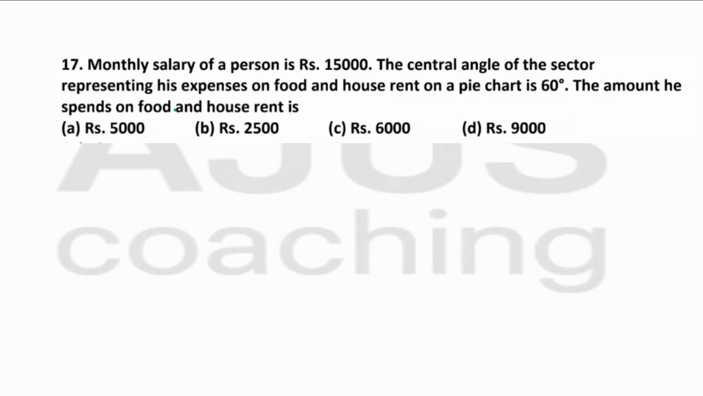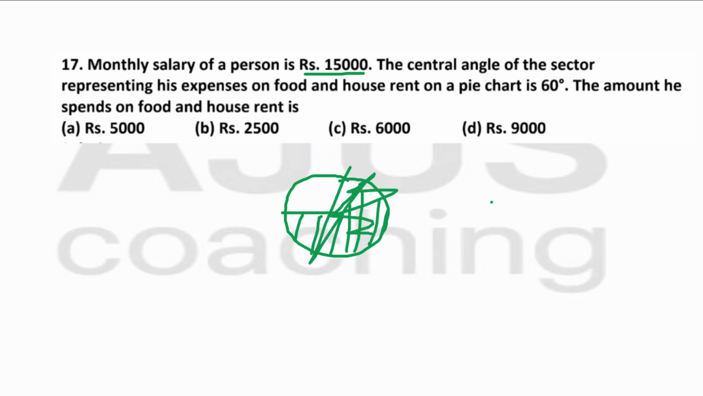Resume. Okay, let us look into the solution. Monthly salary of a person is 15,000. The central angle of the sector representing this, okay, so again this is a pie chart. So in the pie chart, approximately 60%. So let us assume this 60%. 60 degrees, I'm sorry. So it's not 60%. The central angle of the sector representing his expense on food and house rent on a pie chart is 60 degrees.